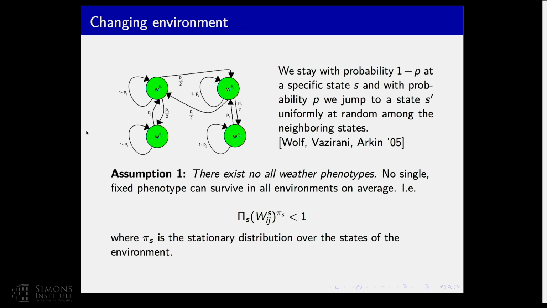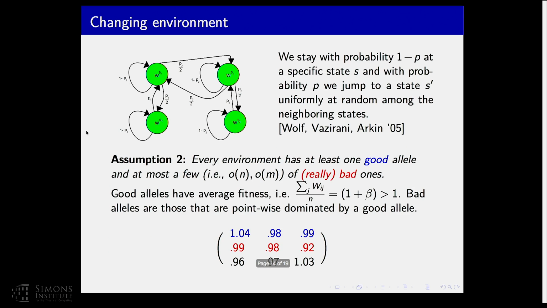The first assumption is that there exist no all-weather phenotypes. For example, if you fix a specific individual and force it to go through all of these cycles, then eventually it will die. This is what the mathematical relationship encodes, okay? So there's no easy survival in our setting. The second assumption is that in every environment, we have at least one good allele and possibly at most a few really, really bad ones, okay?